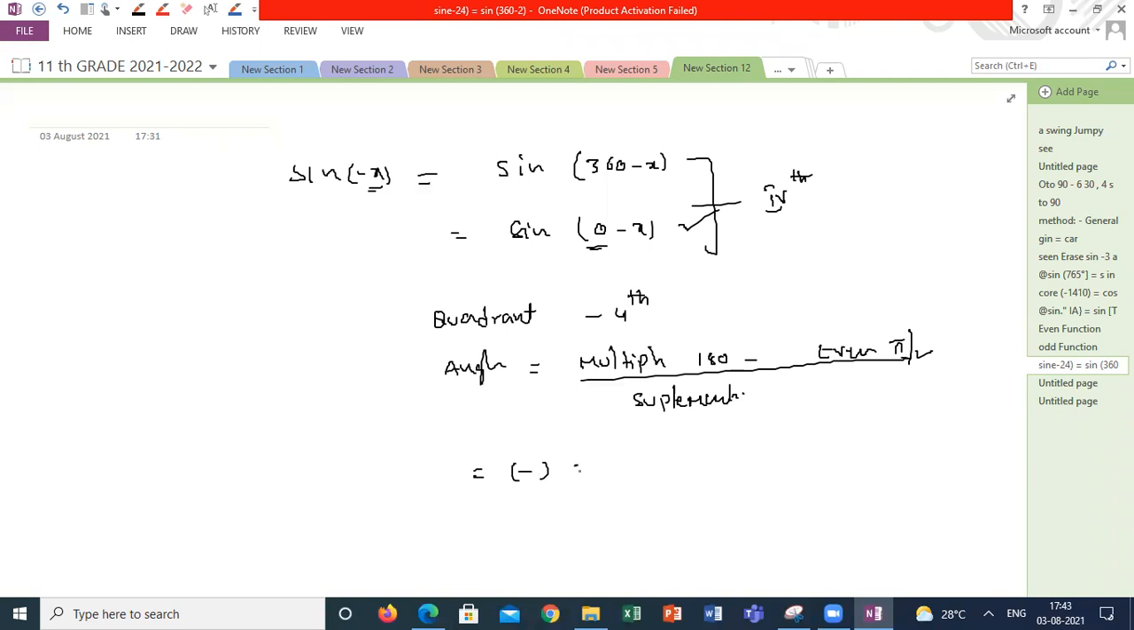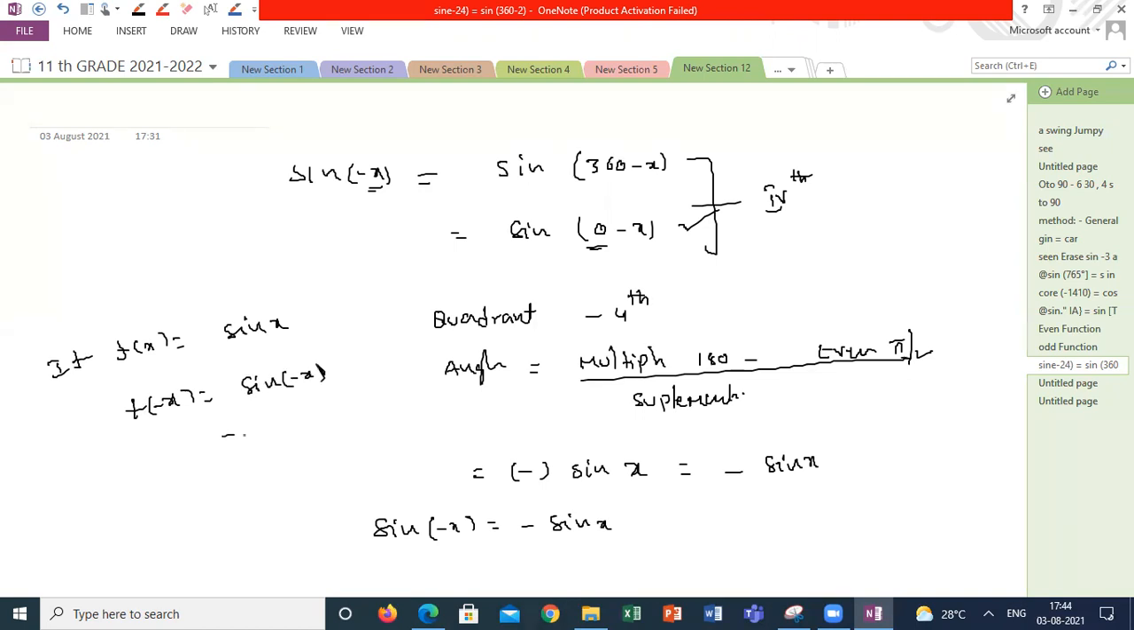Because of the supplementary angle, sin will remain sin, and the same angle I am writing here. So sin of minus x can be written as minus sin x. If f of x is equal to sin x, then f of minus x, that is sin of minus x, I am proving as minus sin x. So f of minus x is minus f of x, and then it is called an odd function. Now it is clear, guys, why it is an odd function. What is the meaning of an odd function?